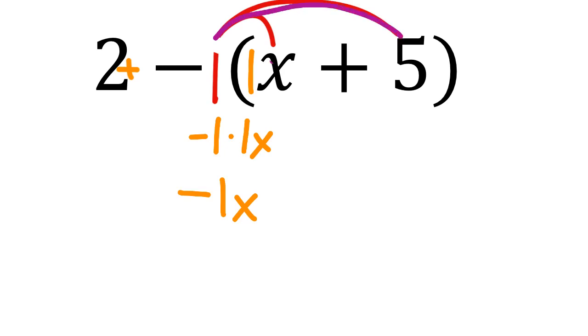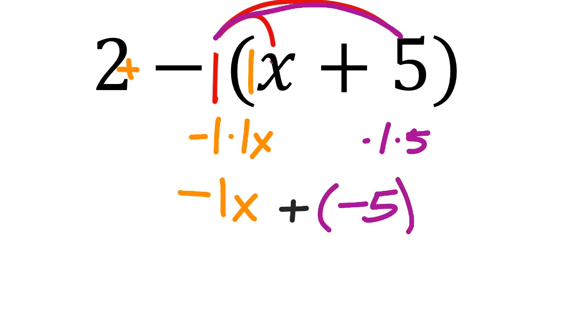And then we'll distribute the negative 1 to the 5. So negative 1 times 5, which is negative 5. So right now I got negative 1x plus negative 5, and I'm sure you can show that in parentheses. Don't forget the 2 out in the front. And you can show that as plus as well if you'd like.